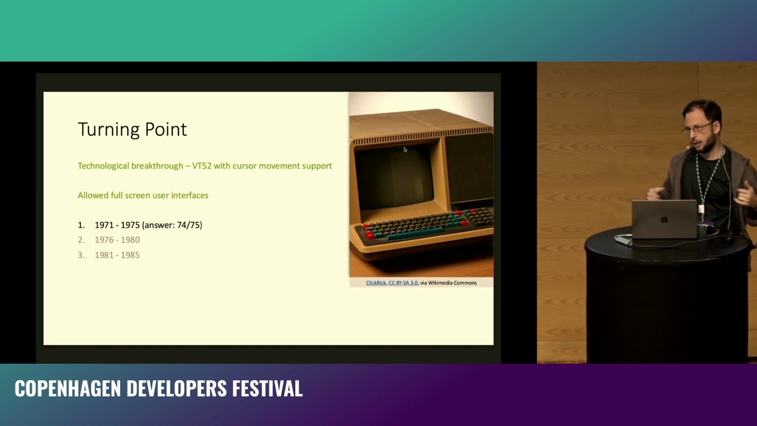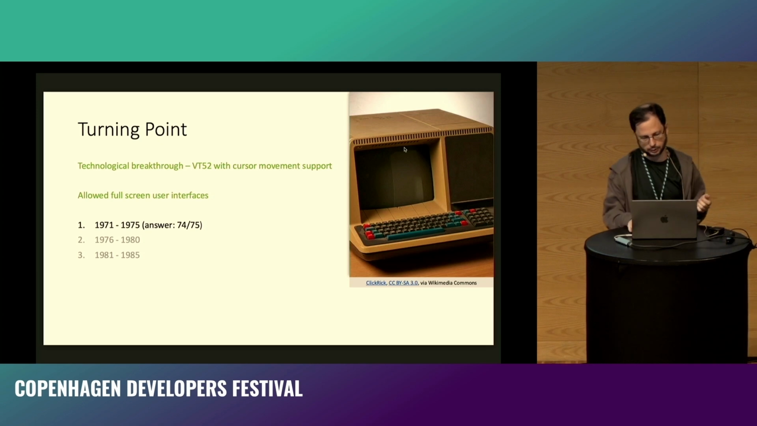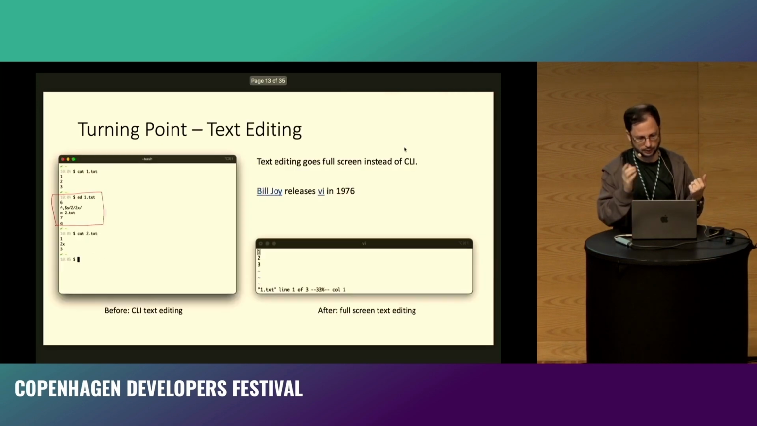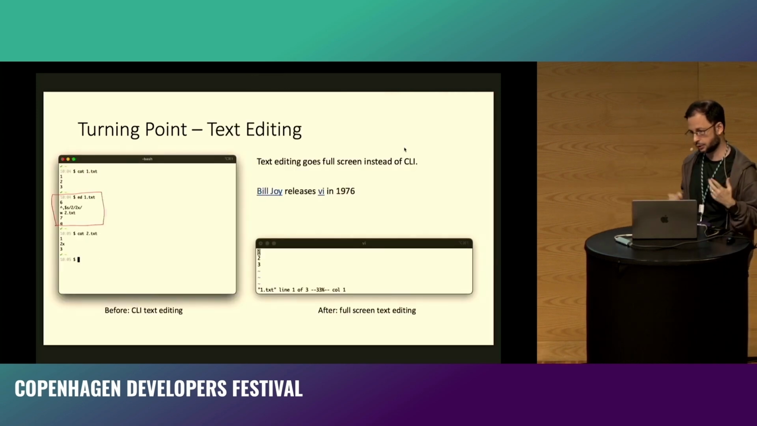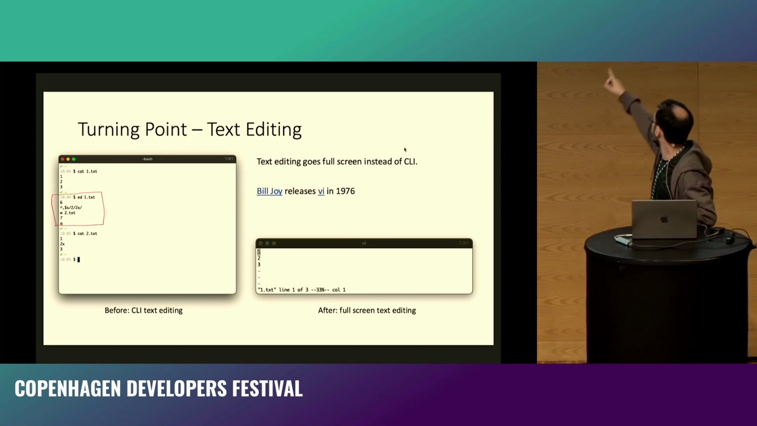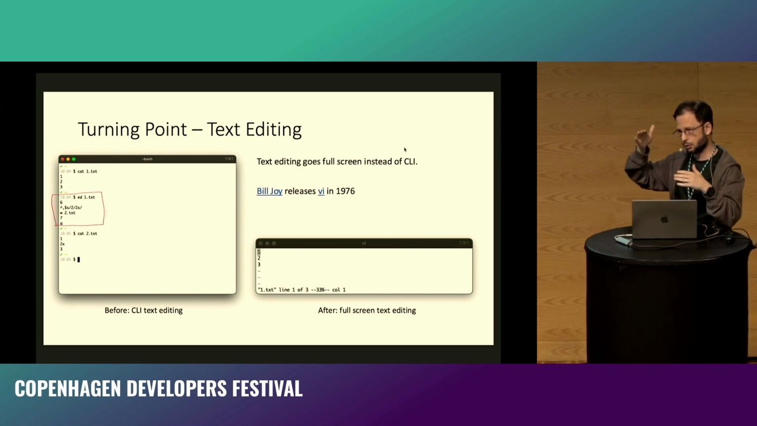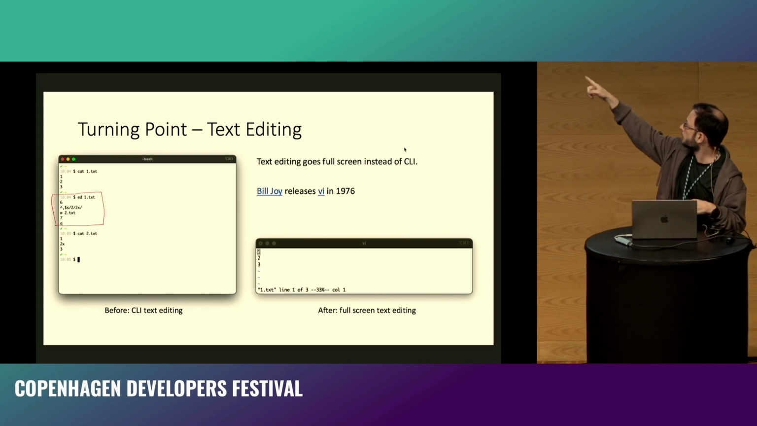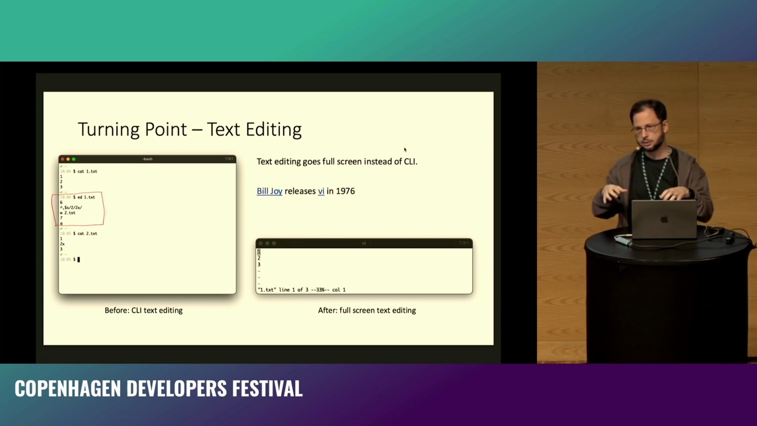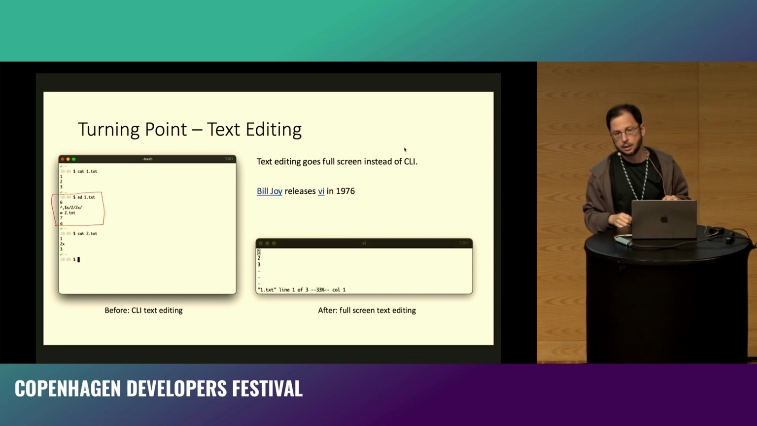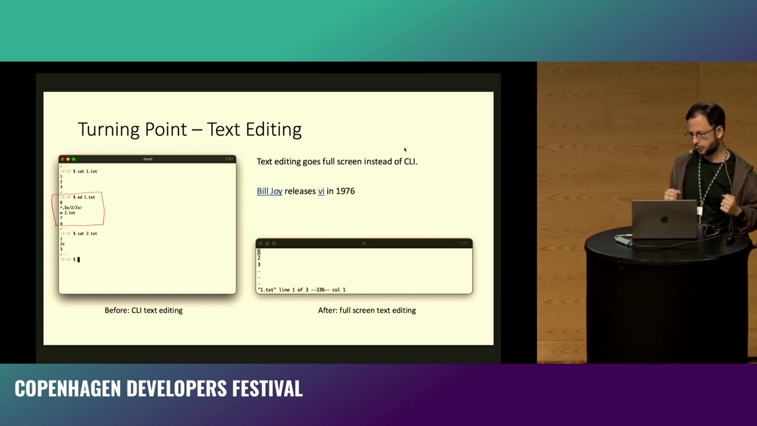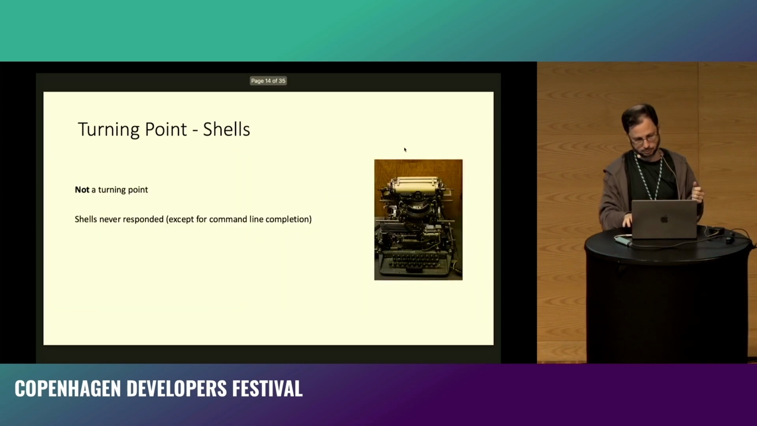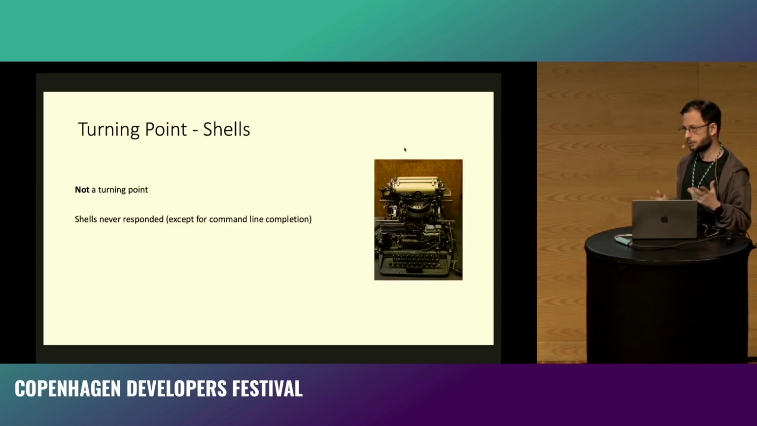So I'm saying it's a turning point, so let's see how it was implemented, for example, in text editing. Text editing became what we know today. You go to the point in the text that you want to edit, and you edit it just there, instead of what we had before, where you would type commands to edit the text. How did this turning point manifest in shells? It didn't, until this day.